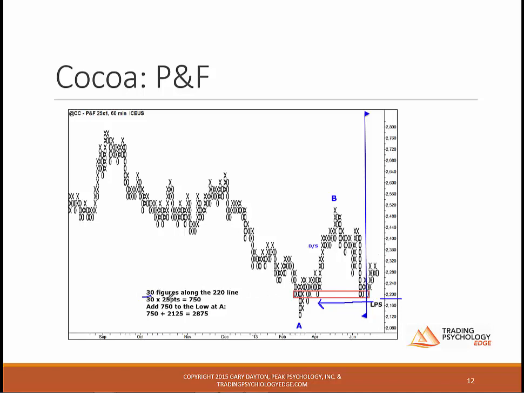So 30 times 25 points equals 750. And we would add 750 to the low at A over here. So 750 plus the low, 2125, equals 2875. And that's what our projection is, 2875. The cause here, we're looking for a good solid move up to this point. That's how we make the count. It should be pretty straightforward. Any questions about that?